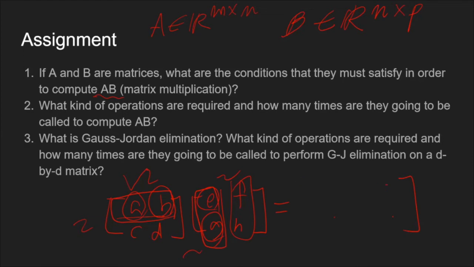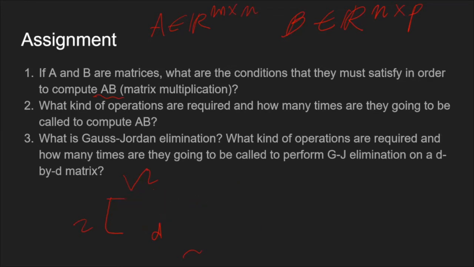Now, let me try to make it a little bit more generic. Instead of A, B, C, D, let's bring it up to a general arbitrary shaped matrix. So let's say we have m rows and n columns, multiplied by n rows and p columns.